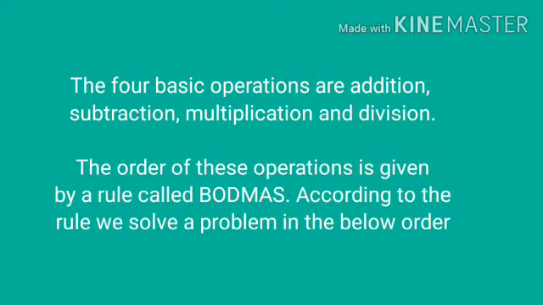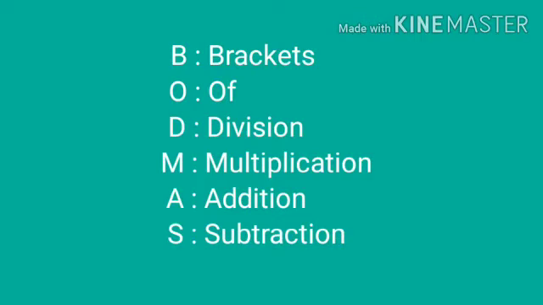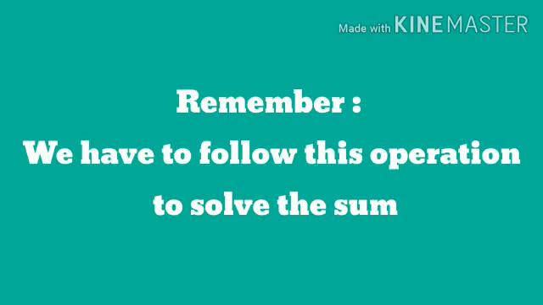The order of these operations is given by a rule called BODMAS. According to the rule, we solve a problem in the given order. Right? Here is the order. B means bracket, O means of, D means division, M means multiplication, A means addition, and S means subtraction. We have to follow this order to solve the sum. Let's see examples to understand how to follow this order and solve the sum.